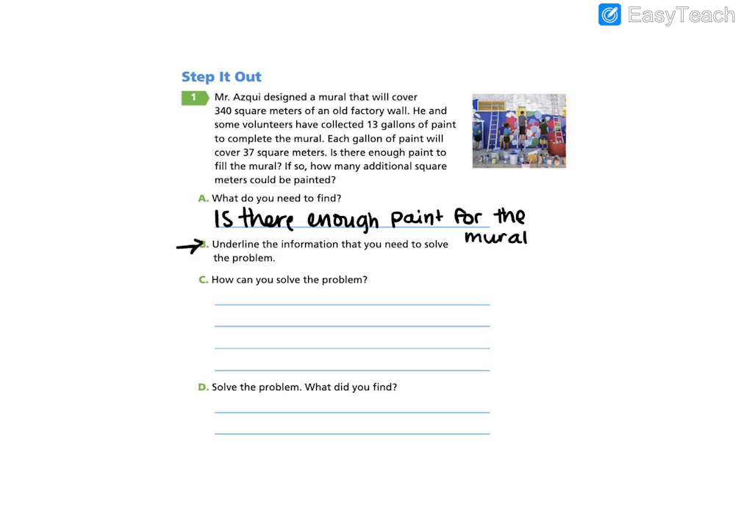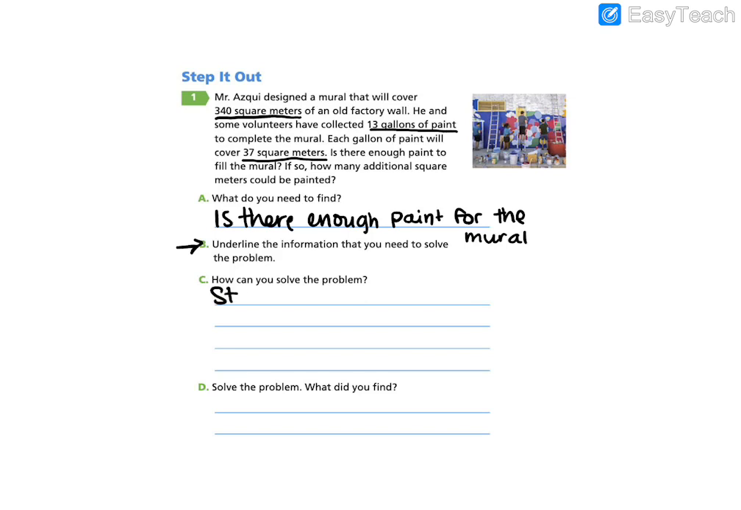Now we need to go back and underline the information we need to solve the problem. Well, we know that they've collected 13 gallons of paint. Each gallon covers 37 square meters. And they need to cover a total of 340 square meters. So what do we need to do to solve the problem?